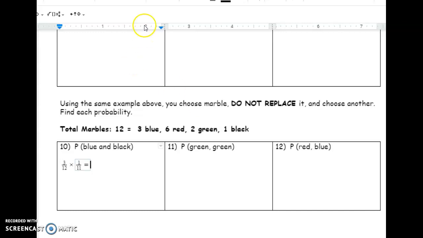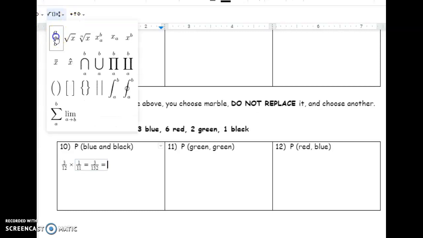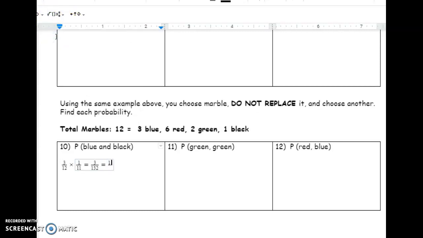So 3 times 1 will be 3 in the numerator. 12 times 11 will be 132 in my denominator. And we know that we can simplify by 3. Therefore, in my numerator, I'll have 3 divided by 3 is 1. In the denominator, 132 divided by 3 is 44. So the probability of getting a blue and a black marble without replacing is 1 over 44.